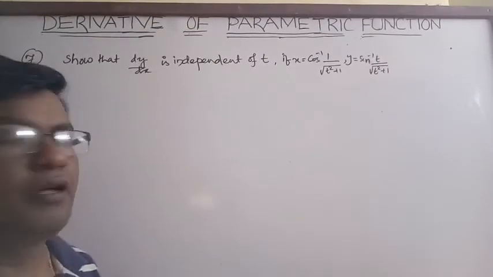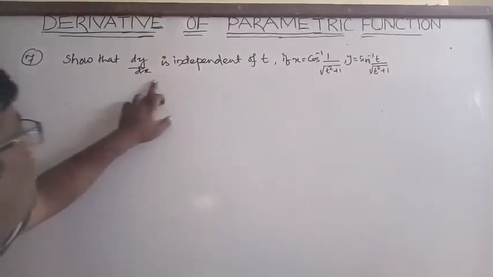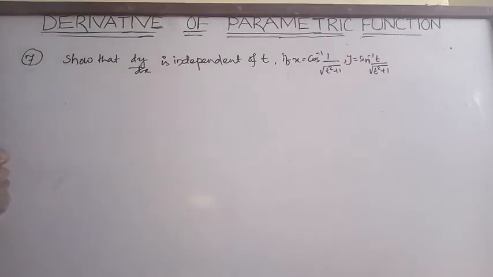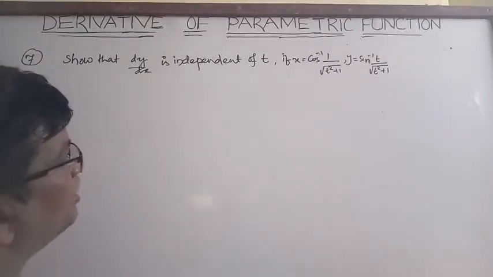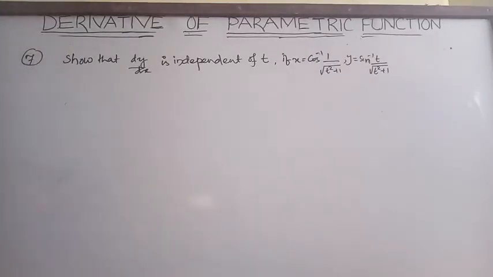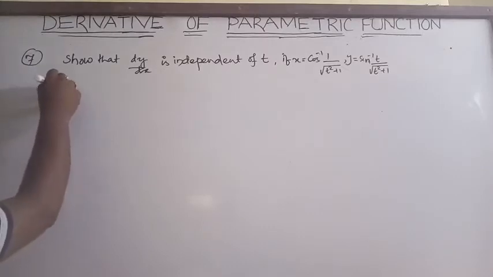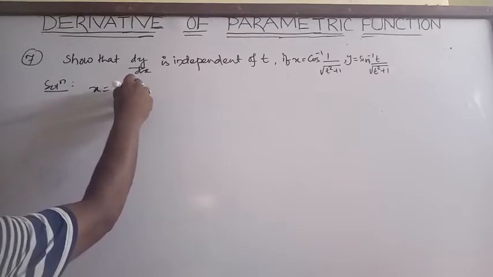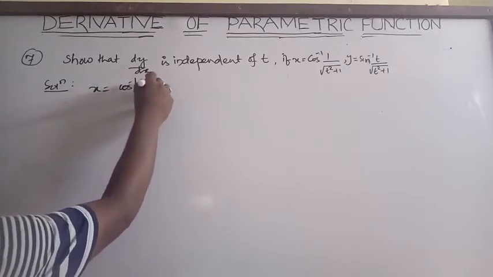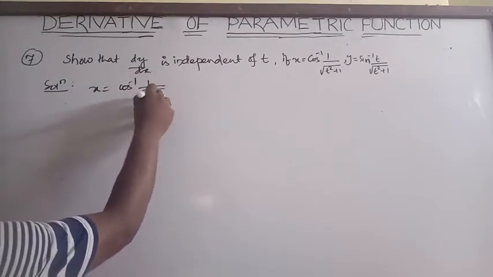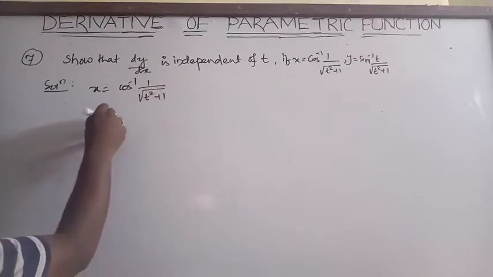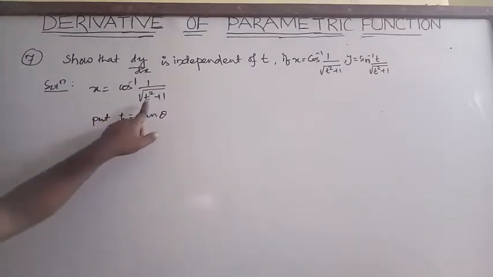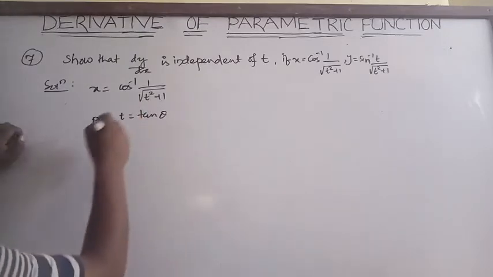Clear? Now another question. Show that dy by ds is independent of t if x is equal to cos inverse of 1 by root over t square plus 1, y equal to sin inverse of t by root over t square plus 1. Now solution. x is equal to cos inverse 1 by square root of t square plus 1. Put t is equal to tan theta because it is in the form of root over x square plus a square.